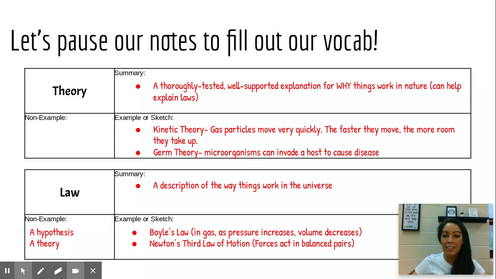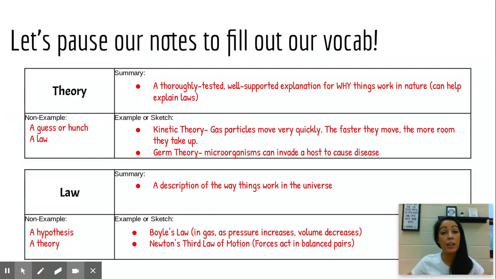Germ theory is another theory that should be pretty well understood right now. Microorganisms can invade a host and can cause disease. This is a theory that we started to understand when we started to understand a little bit more about why people get sick. A theory is not a guess, and it's not a hunch.